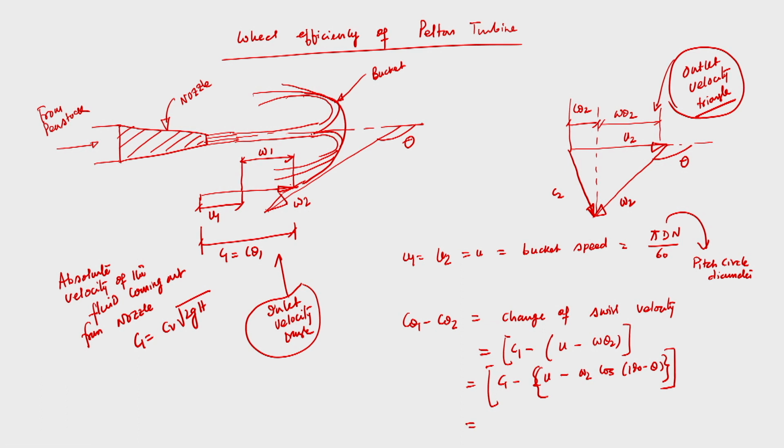So what is C1? From the inlet velocity triangle we can write C1 is equal to U plus W1. If I put the value of C1 here, that is U plus W1 minus (U plus W2 cos theta). So this is the component that we are getting.